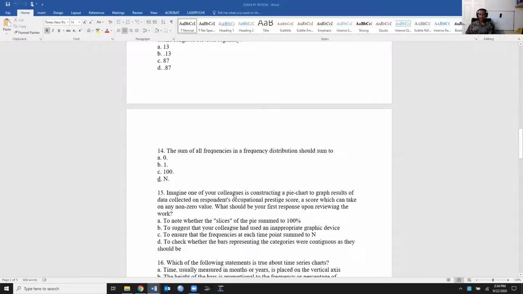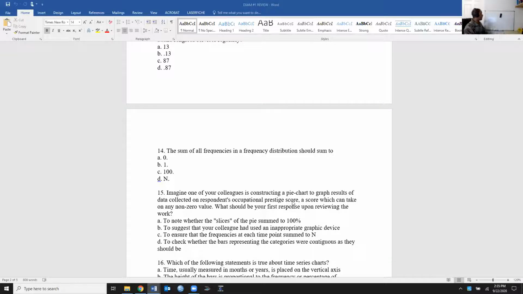Okay, so the sum of all frequencies in a frequency distribution should sum up to what? 100. No. N. Okay, so N. Now, if y'all remember, there were three things that we talked about in chapter 2, right? There were the frequencies, the proportions, and the percentages. So the frequencies in a frequency distribution need to add up to the n, which is the total number of cases.